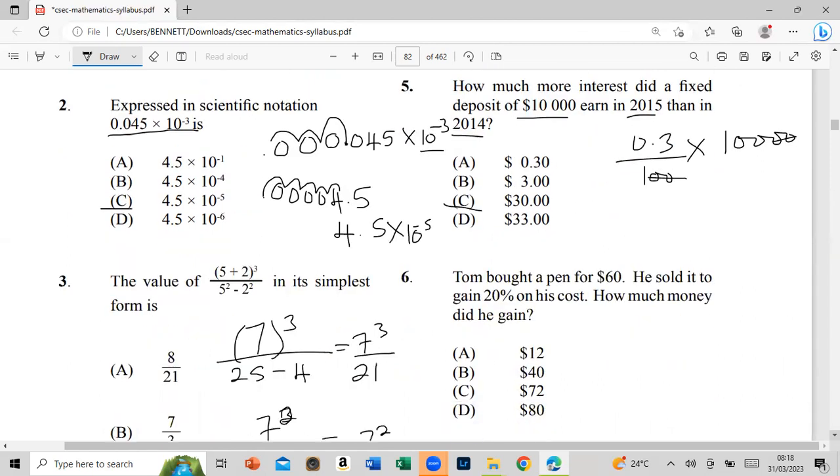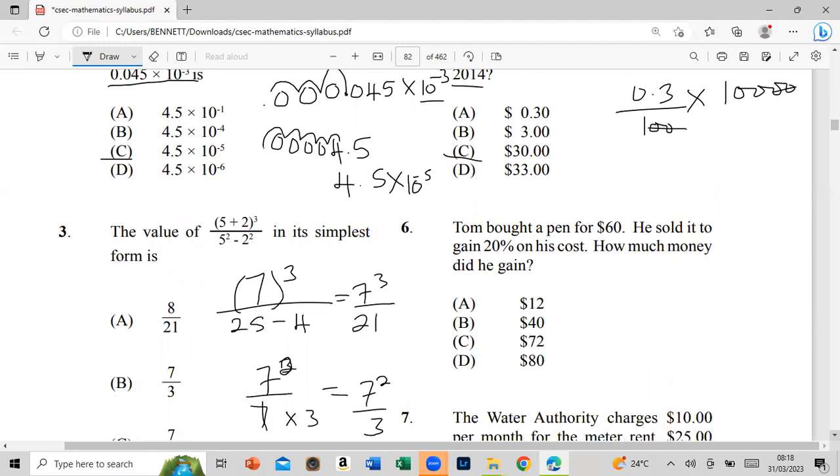Alright, Tom bought a pen for $60. He sold it to gain 20% on his cost. How much money did he gain? I think this is a giveaway. It can only be $12 because it's a gain, so it's the profit they might ask for. So this one was kind of a giveaway. Alright, I guess he sold it for $72.